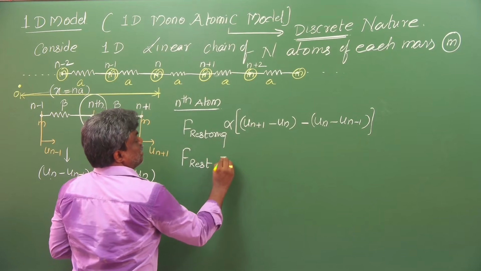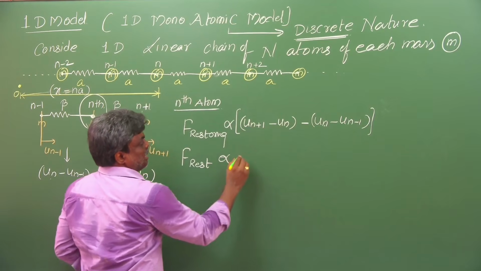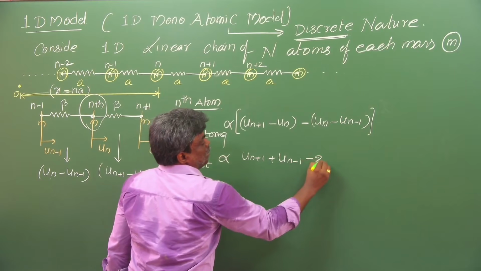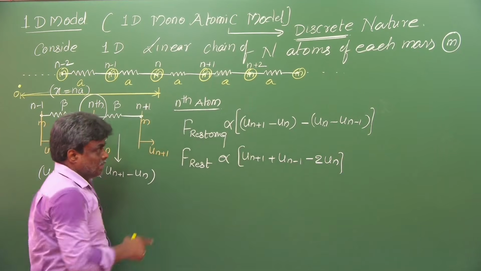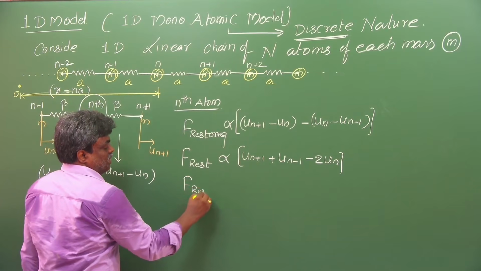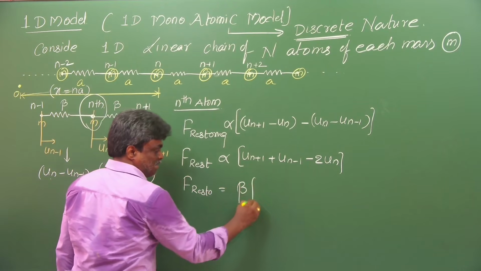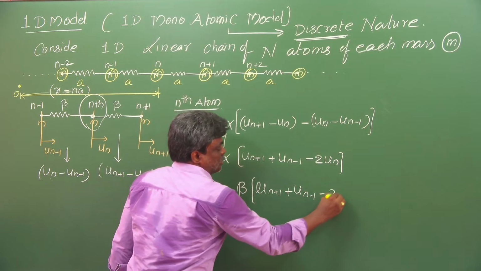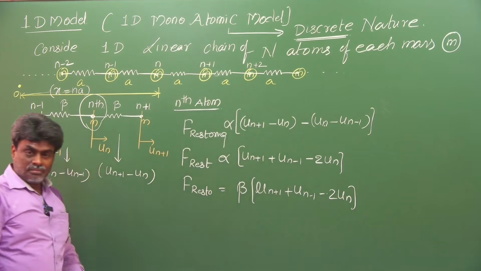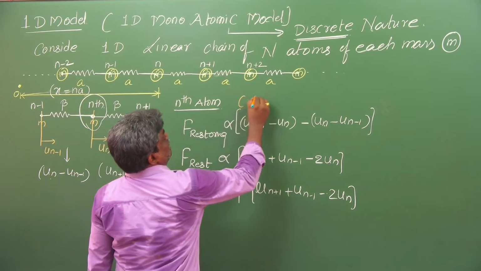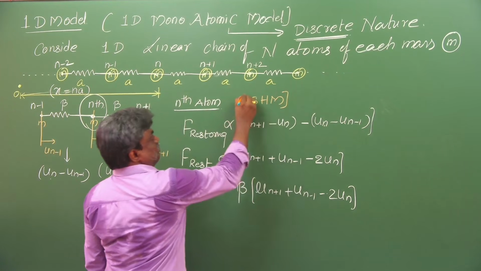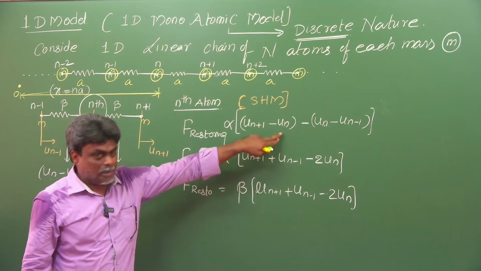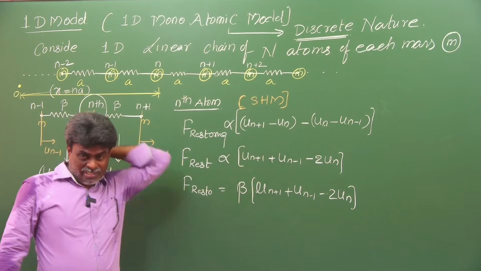Restoring force is proportional to, simplify, un plus 1 plus un minus 1 minus 2un. I am removing this proportionality constant. The restoring force is equal to beta, the stiffness, times un plus 1 plus un minus 1 minus 2un. So definitely what is this? It is making SHM. Say yes or no? Yes, it's making SHM. That's why the restoring force is directly proportional to the displacement. Finally, I got this. Everybody understand?